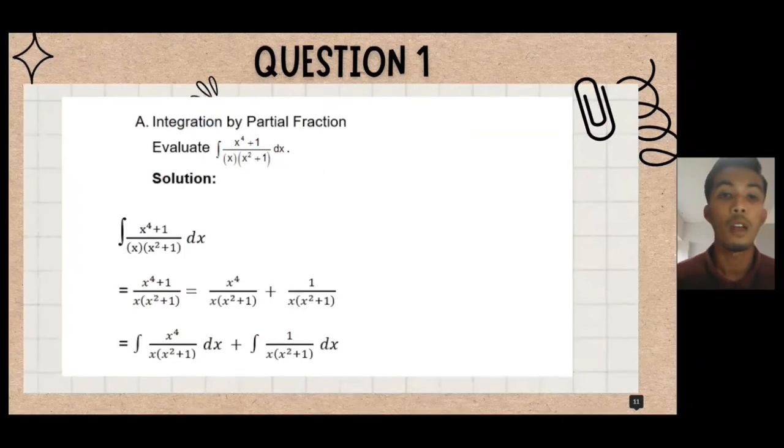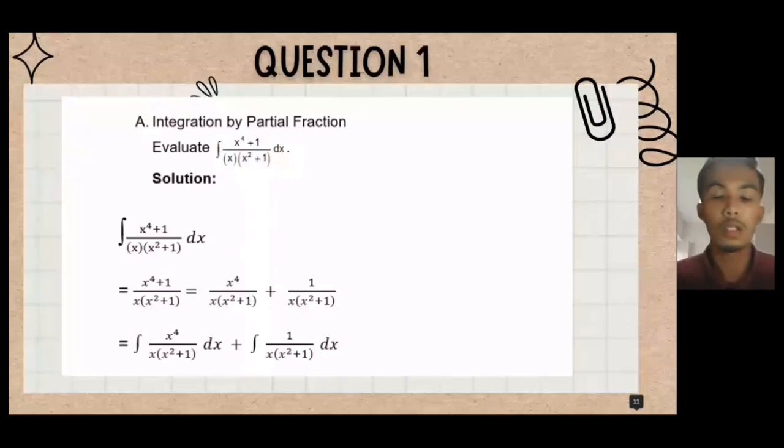So question 1 is evaluate the integral of x to the power of 4 plus 1 divided by x squared plus 1 dx. So the solution is, expand: x to the power of 4 plus 1 divided by x squared plus 1 equals x to the power of 4 divided by x squared plus 1, plus 1 divided by x squared plus 1, dx.